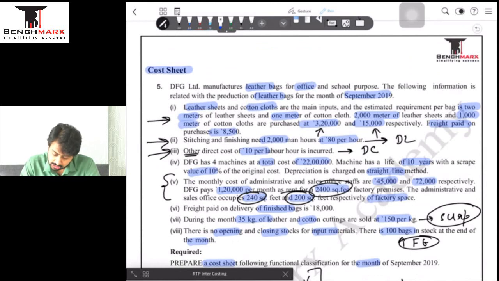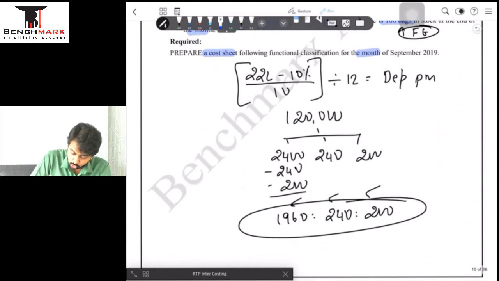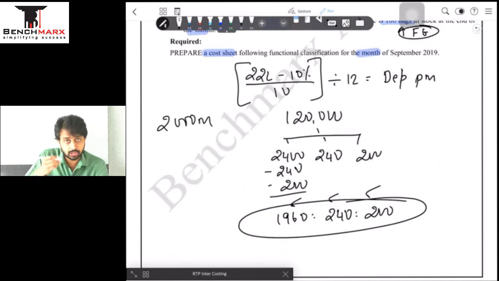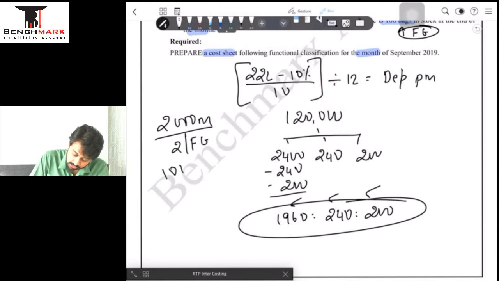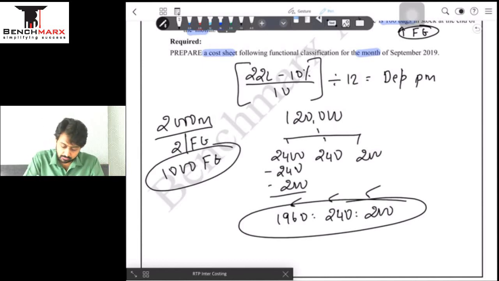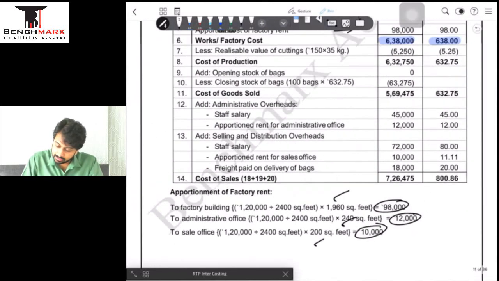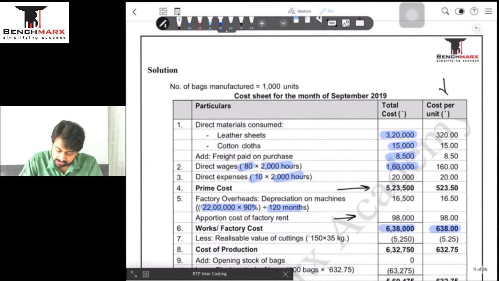2000 meters, so I think 1000, yes, so I will have to do it in reverse. If 2000 meters is purchased and my consumption is 2 meters per FG, that means 1000 FG must have been produced, not given directly. This is how I get my production quantity, and this will be divided in this column to get my CPU.